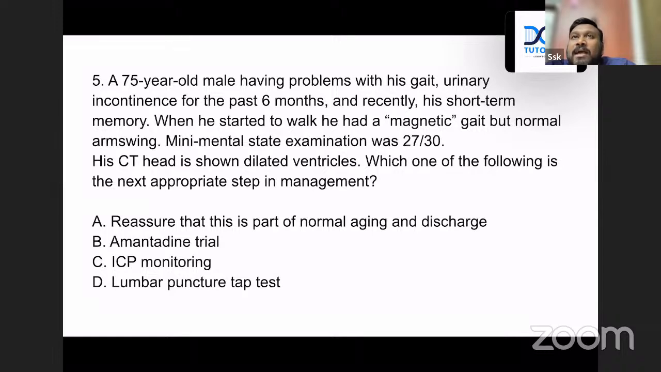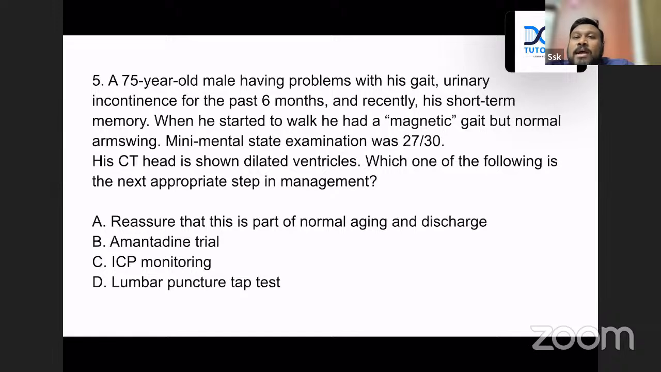You do it by doing a lumbar puncture tap test. So what is meant by lumbar puncture tap test? You do a lumbar puncture, you take out 30 ml of CSF for 3 consecutive days. You let it out and you examine for any improvement in gait. If the diagnosis were to be NPH, then you will certainly find an improvement in these patients.